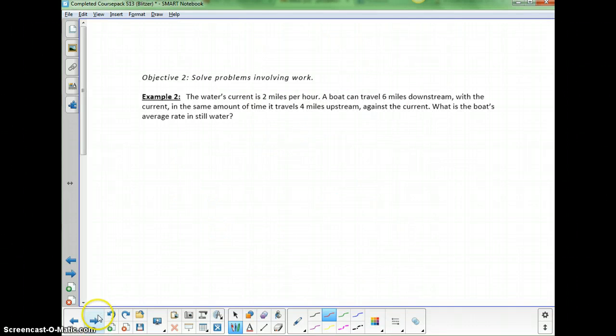Okay, so let's look at the next one. The next one's very similar. It's also about speed, distance, and time, so we're going to use a similar formula. The water's current is 2 miles per hour.